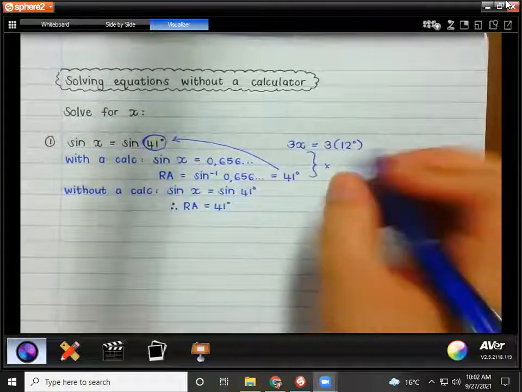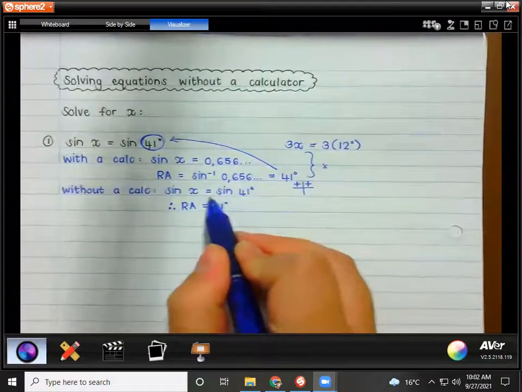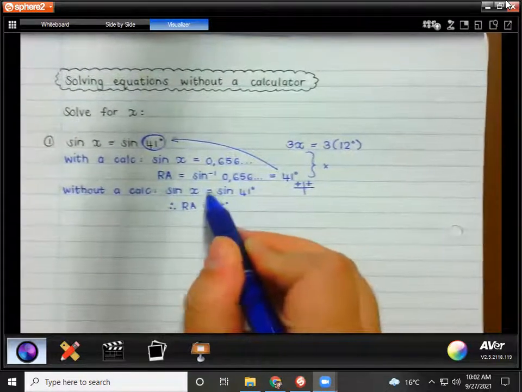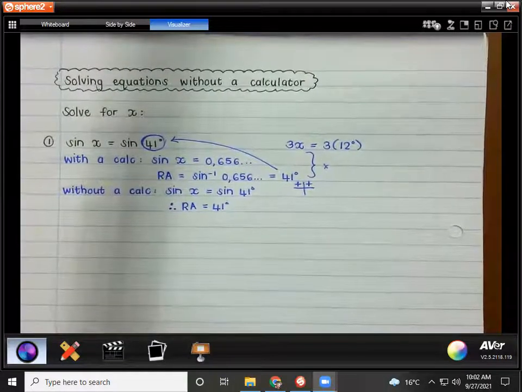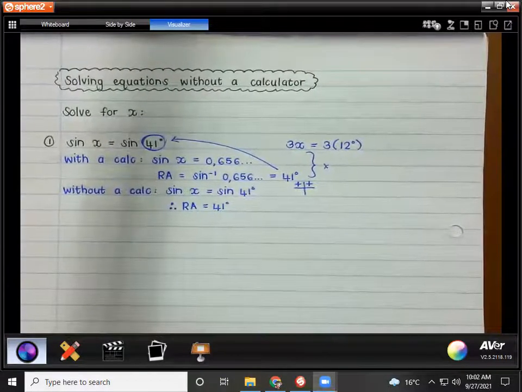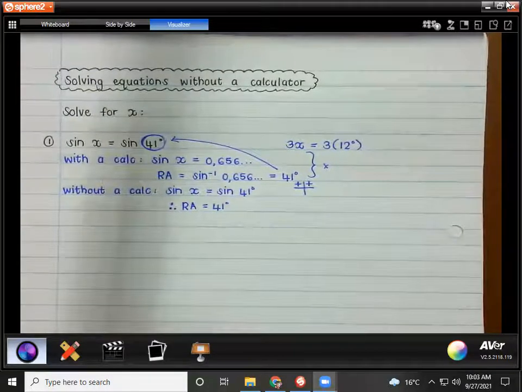So we're going to work in the quadrants where sine is positive. If that had been negative sine 41, like if there was literally a minus in front of that, then we would work in the quadrants where sine is negative. So it will be quite easy to see when you have to work with the negative quadrants.